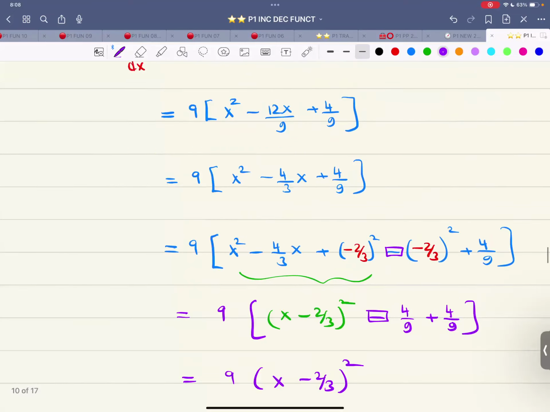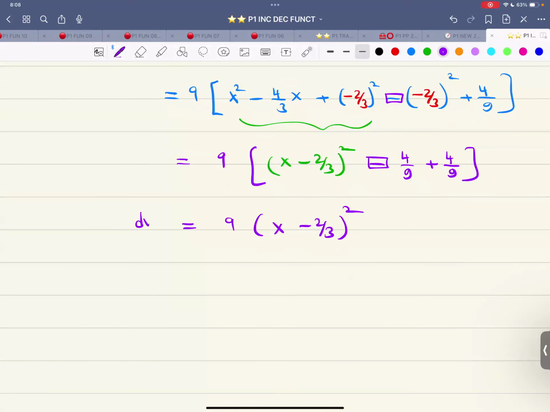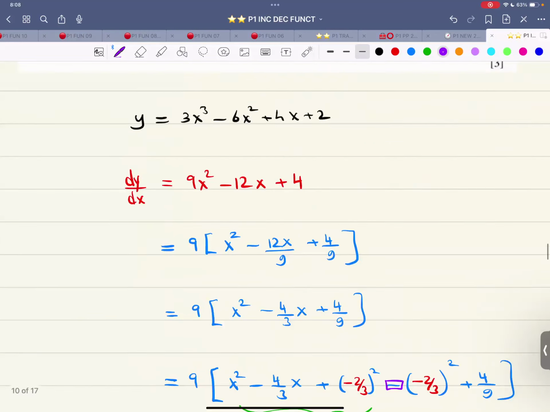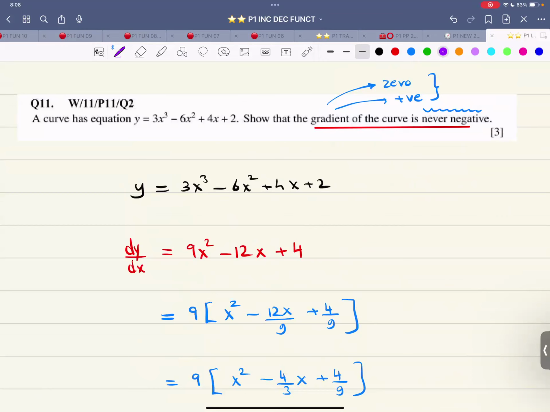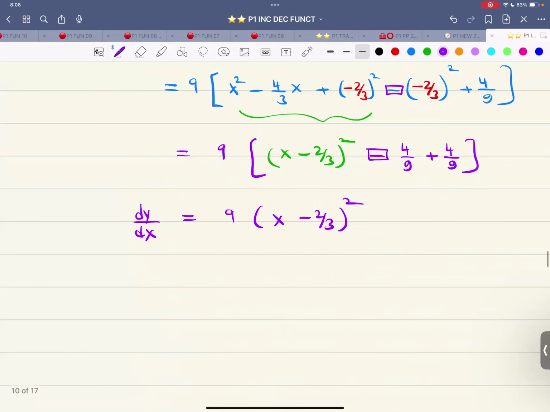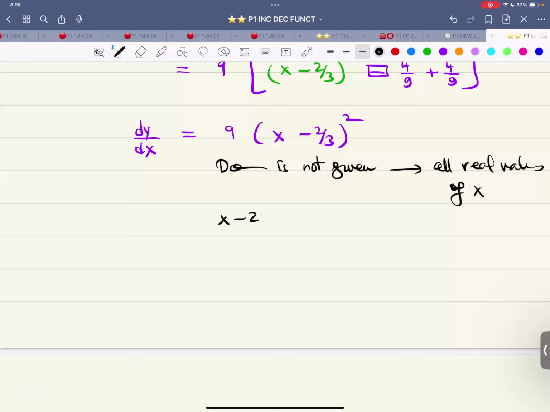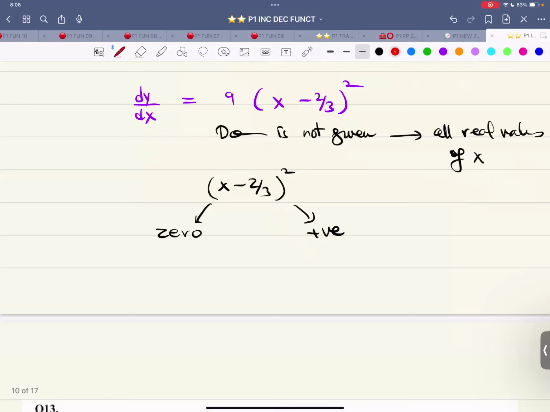This is your dy by dx. So let me write over here, this is dy by dx. It says a curve has this equation. Show that the gradient is never negative. Now, the domain is not given. That means the domain is all real values of x. So now x minus 2/3 whole square can either be 0 or be positive. That's perfectly fine. It will be 0 when x is 2/3. All good, no issue. It will be positive for all other values.